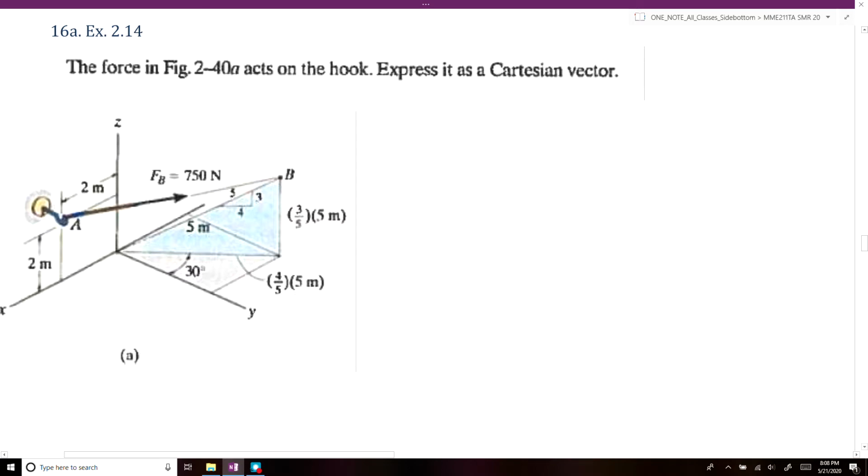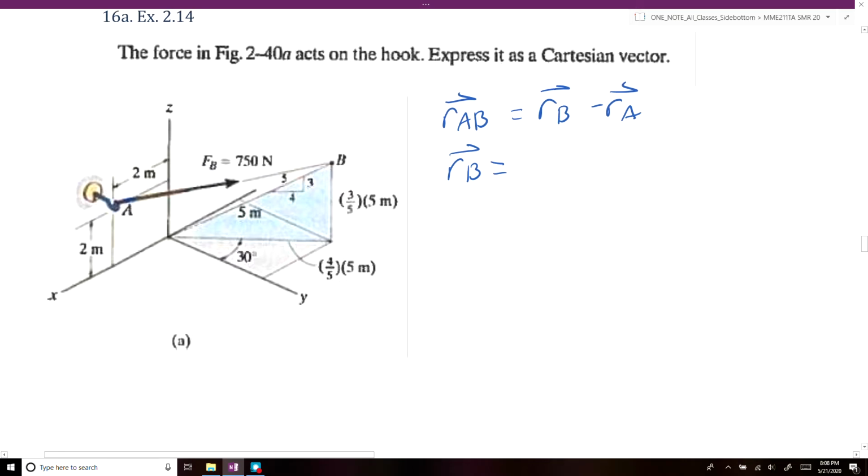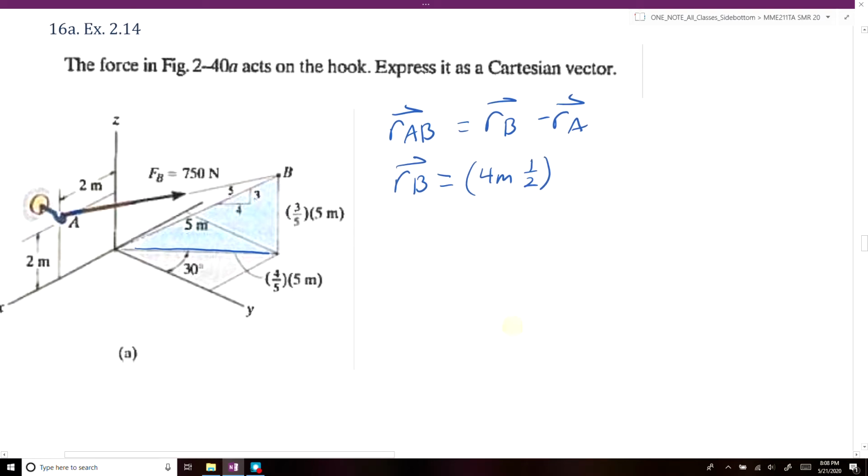So the first thing we need to do is calculate RAB. We know RAB is going to be equal to RB minus RA. First off, we're going to start with RB. If we look here, it's equal to 4 meters times 1/2 of a meter, and it's going along the negative x-axis. So this is RBX here.